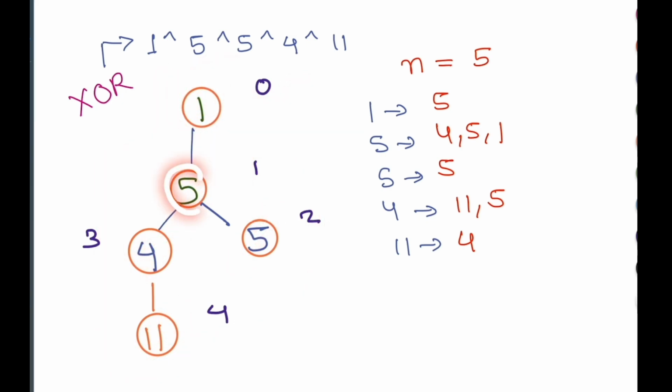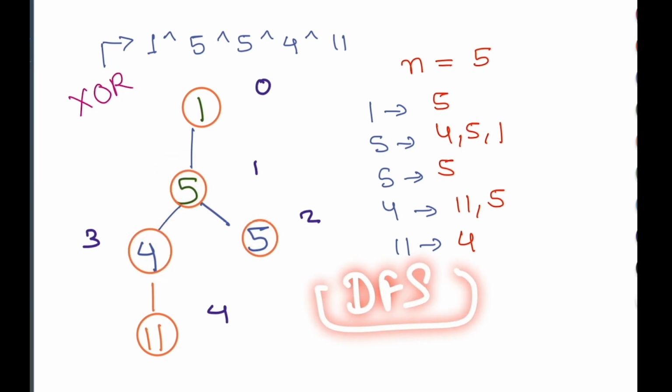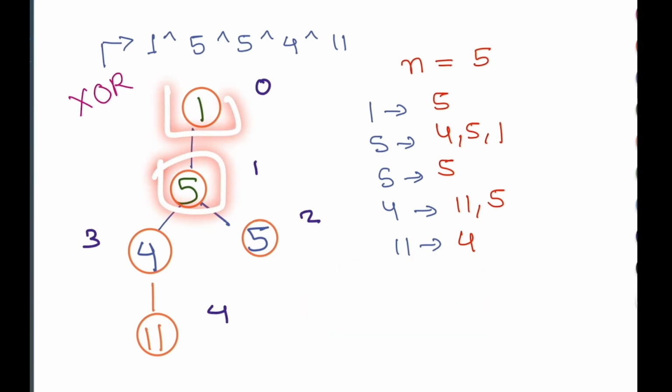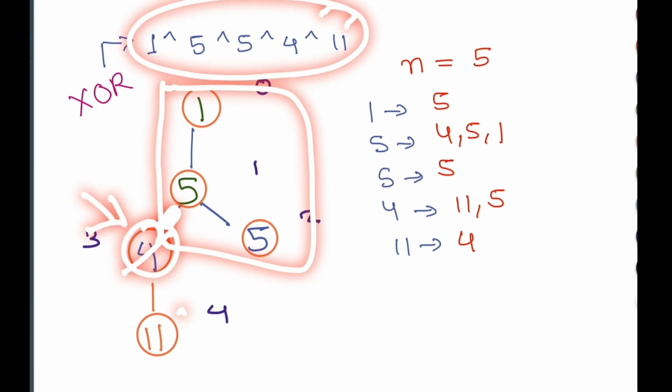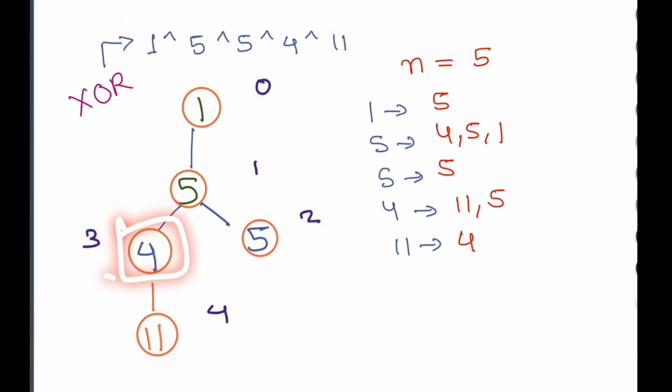To find the XOR value of 5, it will be the XOR value of 4, XOR value of 5 and 5 itself. So using a simple depth first search, try to find out the XOR values at each of the nodes, right? So that later on when we are removing one edge, then we can say that the XOR value of this tree will be nothing but the total XOR and XOR of 4, XOR at 4. The XOR value at 4 will be XOR of 4 and 11. Basically the XOR of 4 itself and its childs.